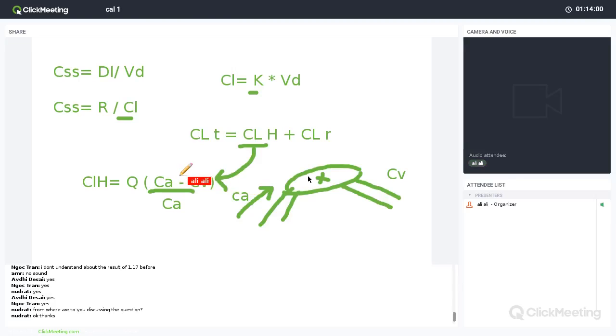Why those two values specifically? Because this is the amount that the liver removed from the artery, and it's multiplied with the Q, which is the blood flow to the liver, and it gives us the hepatic clearance.